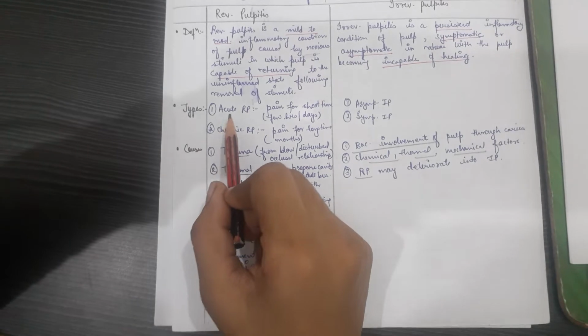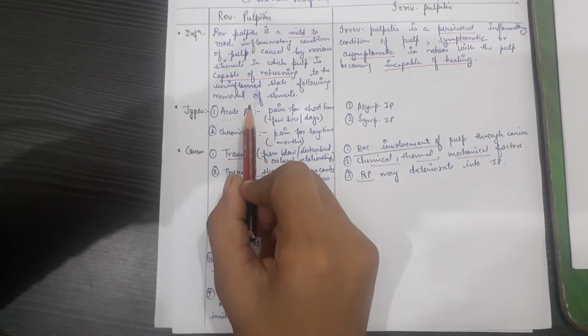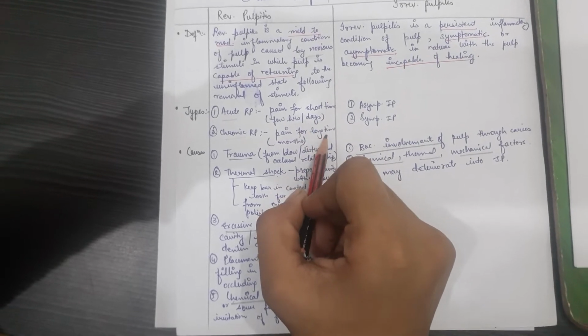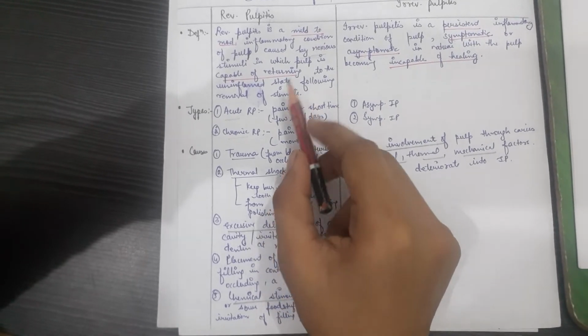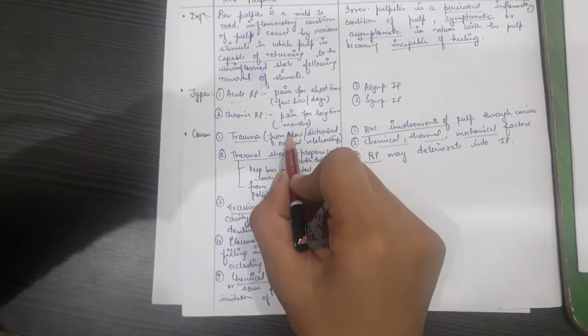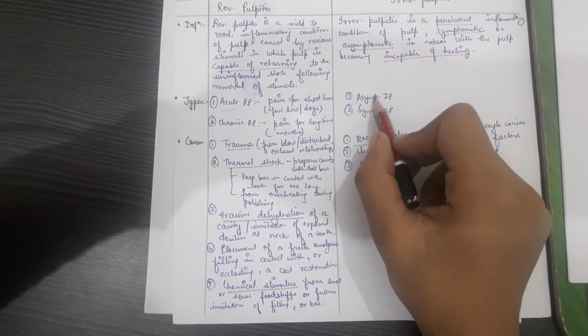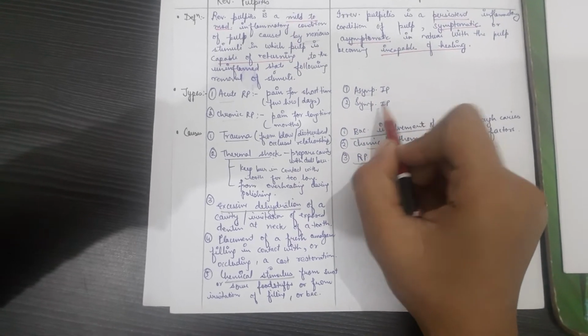Types of reversible pulpitis are acute and chronic. In acute, it lasts for a short time, that is a few hours or days, while in chronic, for a long time, and pain occurs for months. Irreversible pulpitis can be of two types, asymptomatic as well as symptomatic.